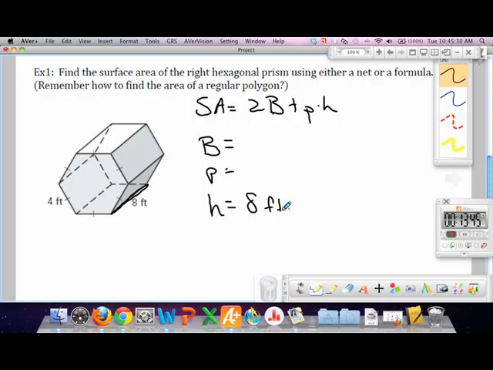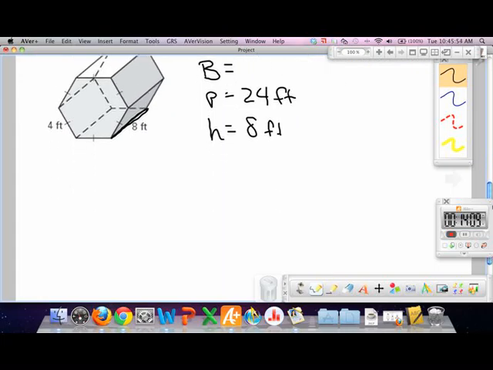So now the key is we've got to find what the base is. So the area of the base is the area of this regular hexagon. And if you recall from last chapter, the area of my base in this case is going to be half of the apothem times the side length times the number of sides. Or maybe more convenient, since we already calculated the perimeter, side length times number of sides is just the perimeter. We already got that. So we have to figure out what the apothem is for one of these.